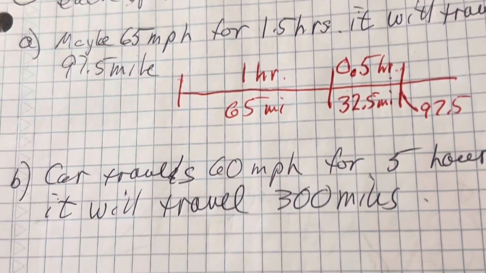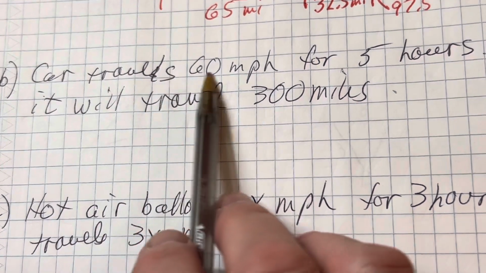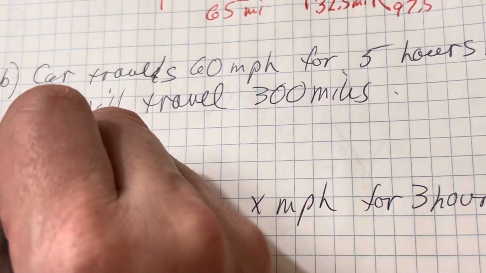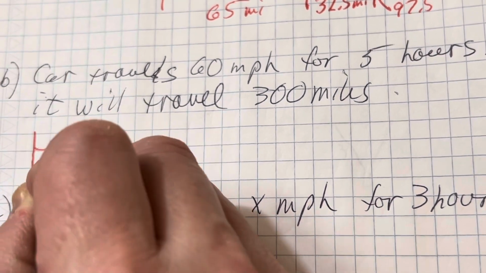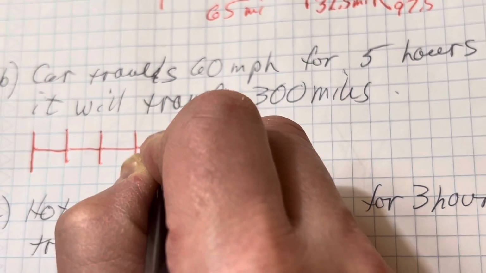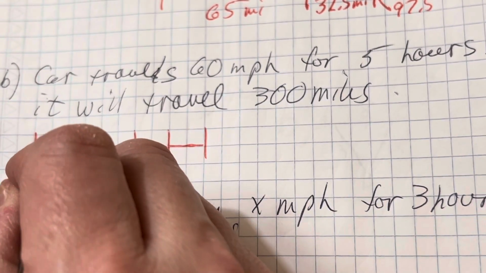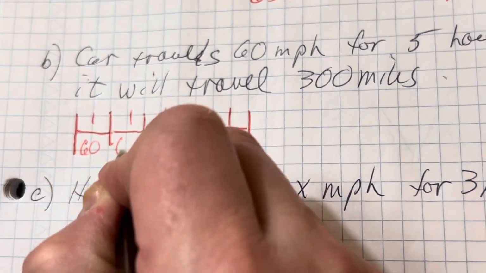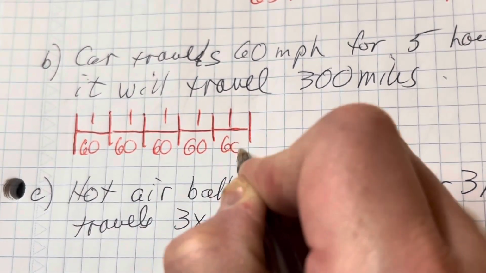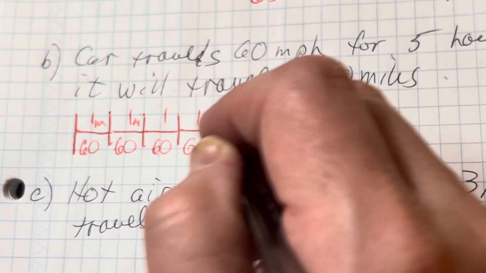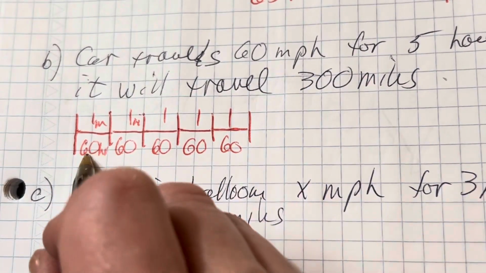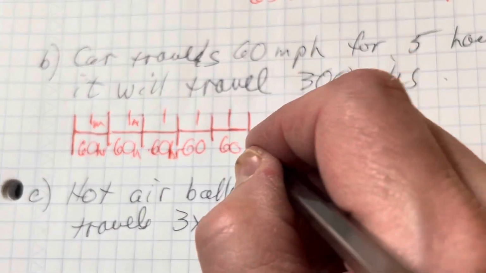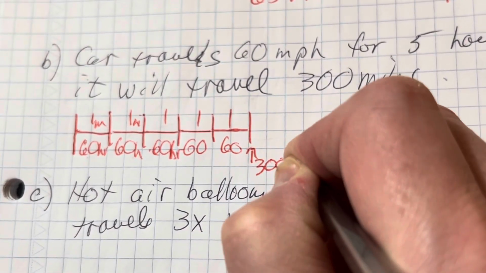The second one, Part B. A car travels 60 miles per hour for 5 hours, and it will travel 300 miles. Well, if it's 60 miles per hour for 5 hours, okay, 1, 2, 3, 4, 5. So here's 1 hour, 1 hour, 1 hour, 1 hour, 1 hour. Okay, that's all there is to it. And we have 60, 60, 60, 60, and 60. So you go miles, miles, etc., all the way across, and hours. Okay, that's what you want to show. And that is, of course, 300 miles.